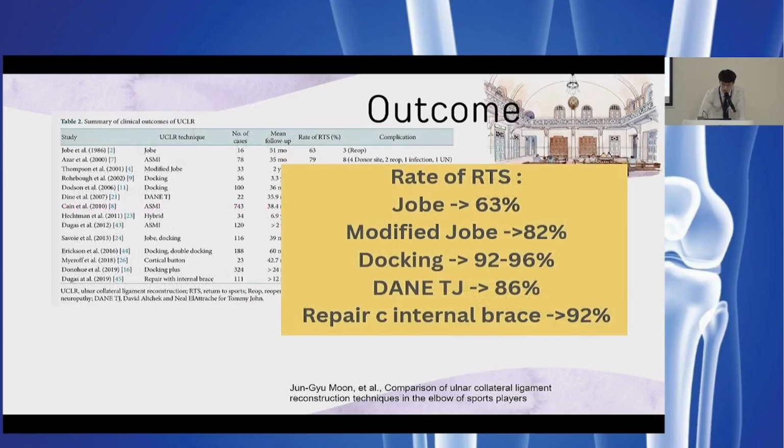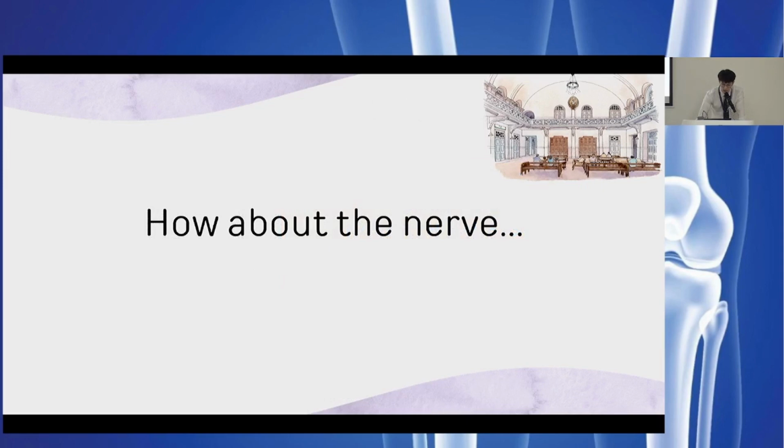For the outcome of the reconstruction, we evaluate outcome with the return to sport rate. About the Jobe technique, we have an outcome of about 63 percent return to sport rate. Modified Jobe is 82, docking technique is 92 to 96, DTJ is 86, and repair with internal brace is 92. And we didn't have information on the anatomical technique. The next is how about the nerve?